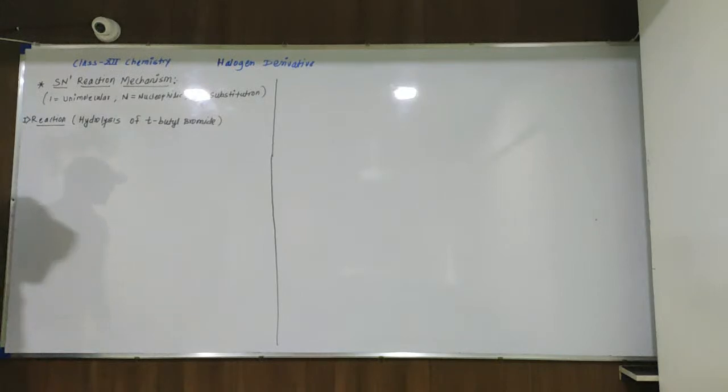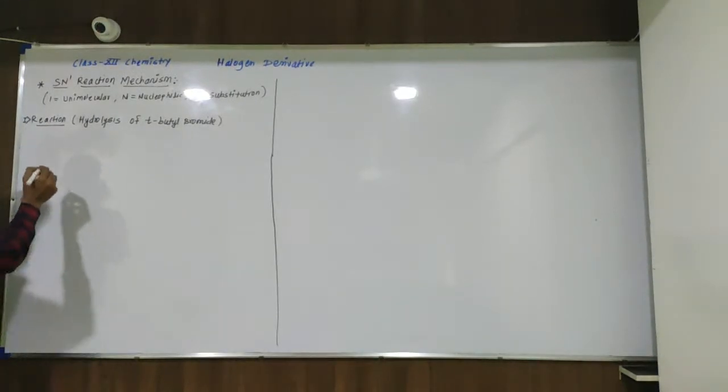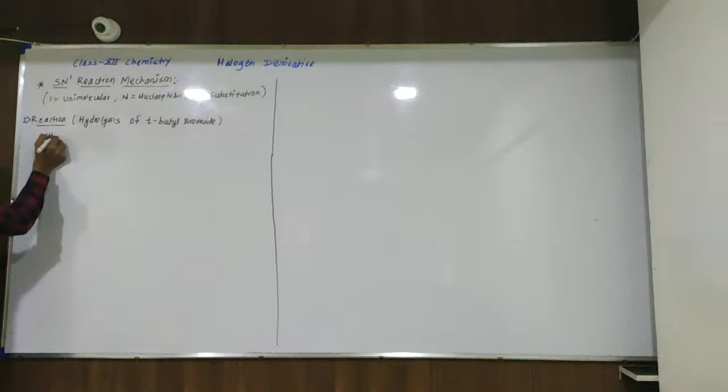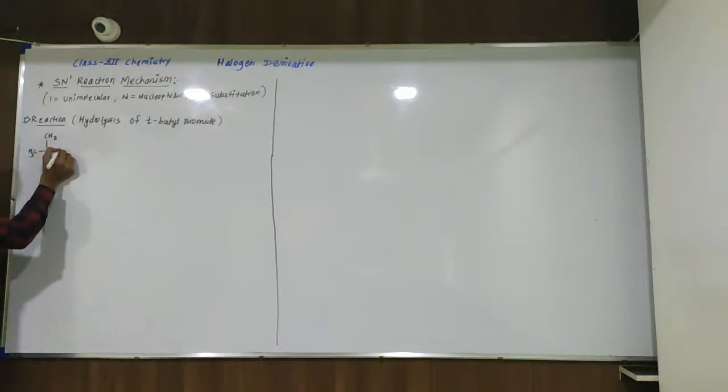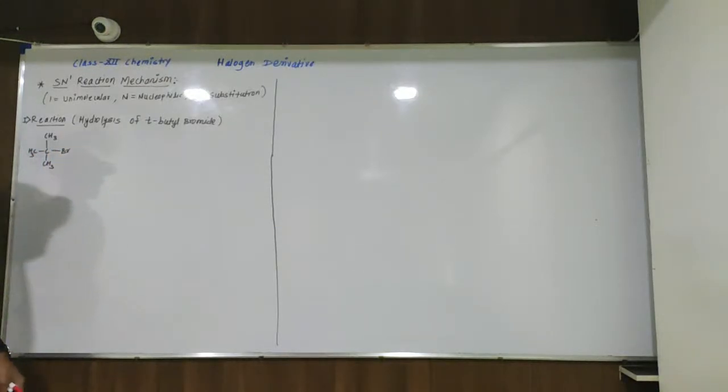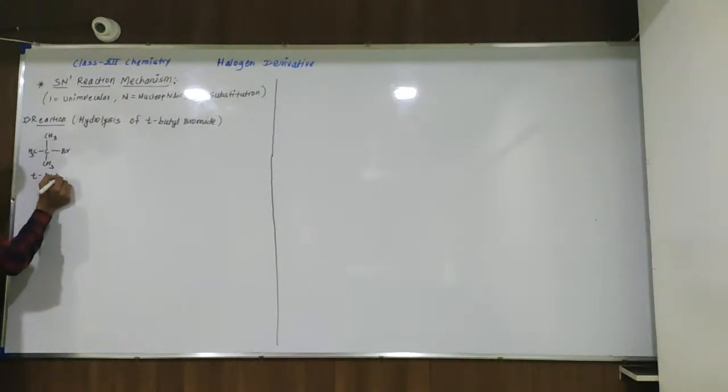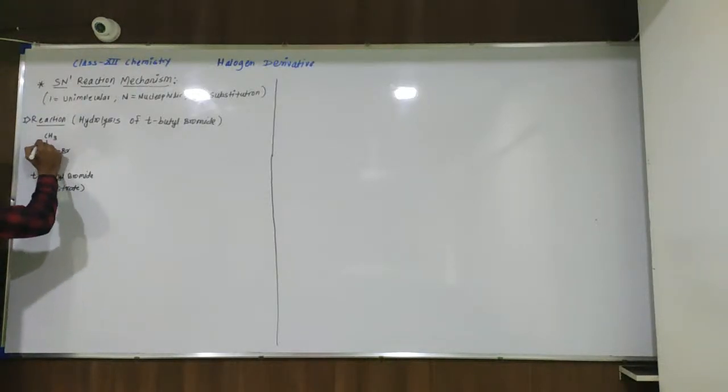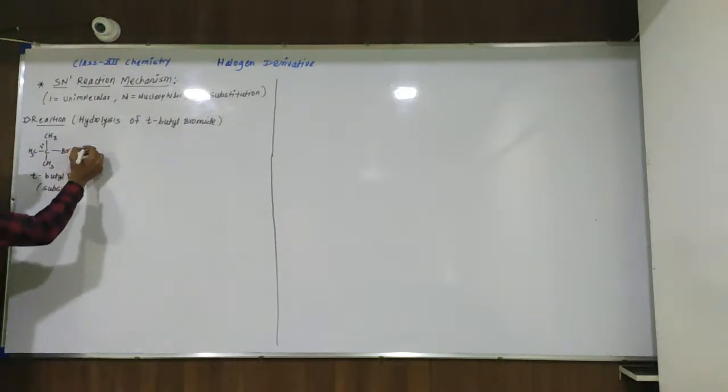This is the structure of tert butyl bromide. The carbon is tertiary, and on the tertiary carbon there is a Br group, which is the halogen. The name of the compound is tert butyl bromide. Basically, this is the substrate, a tertiary alkyl halide. Since the carbon is tertiary, it is a tertiary alkyl halide.